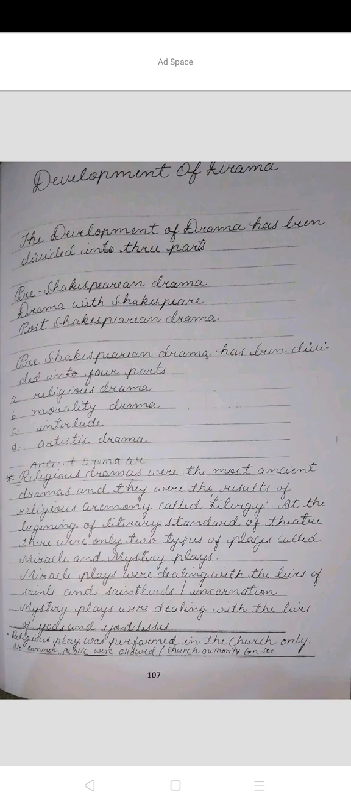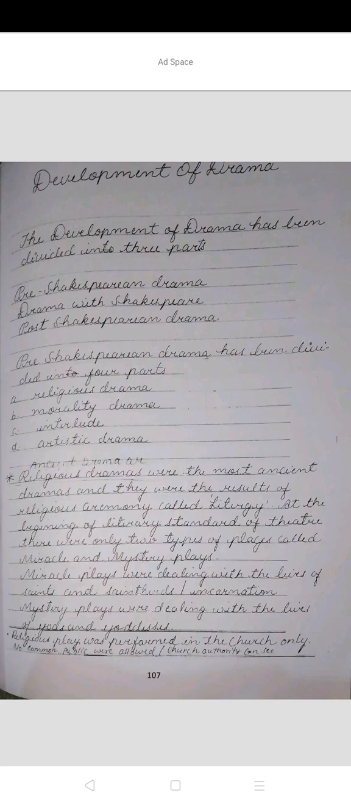Religious dramas, or ancient dramas, were the most ancient dramas, and they were the result of a religious ceremony called liturgy. At the beginning of the literary standard of theatre, there were only two types of plays, called miracle and mystery plays. Miracle plays dealt with the lives of saints and sainthoods or incarnation. Mystery plays dealt with the lives of gods and goddesses.